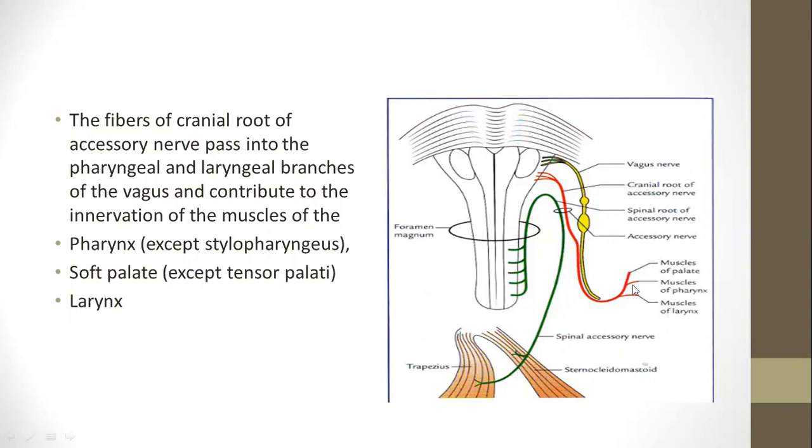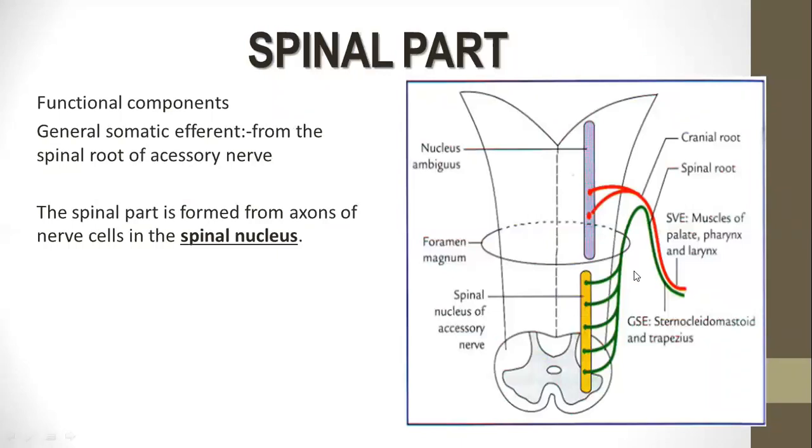Now we will discuss the spinal root, or spinal part. Functional components of the spinal part. General somatic efferent fibers arise from the spinal root of the accessory nerve, which lies in the spinal nucleus of the accessory nerve. The spinal nucleus of the accessory nerve lies in the spinal cord and is formed from the axons of nerve cells in the spinal nucleus. You can see this is the spinal nucleus and that is the spinal root of the accessory nerve.